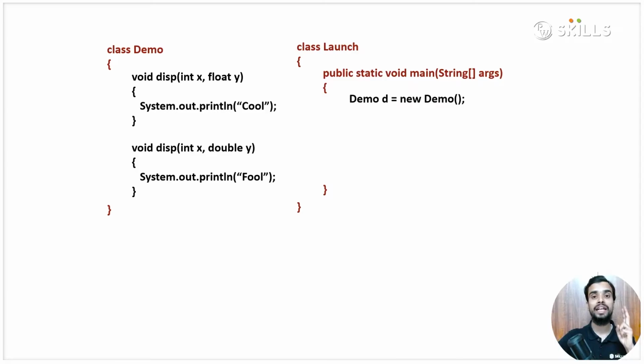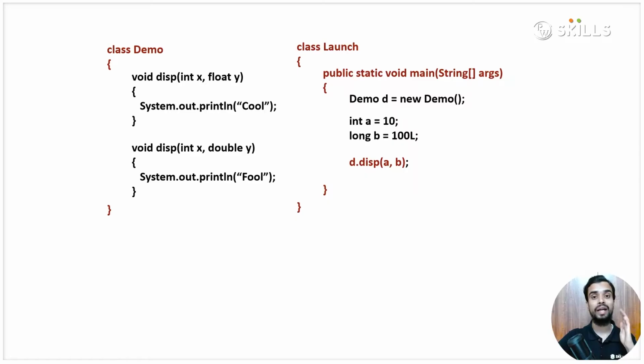Next, I would like to prepare two variables within my main method like this, where one happens to be integer type and the other one happens to be long type. And finally, I would make a call to the display method like this. So what do you think is going to be the output of this code snippet?